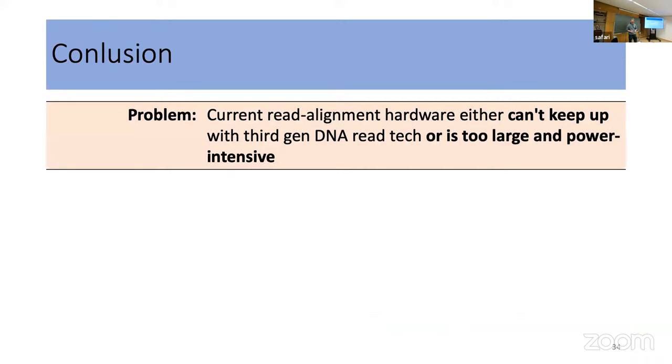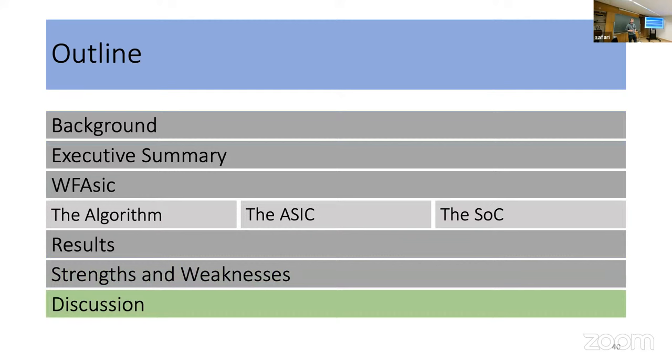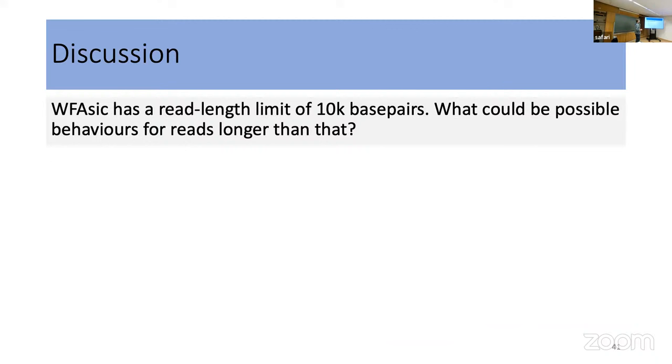Okay, then. I'll continue with the discussion. So I talked about the read length limit of 10,000 base pairs and how it simply does not handle these longer reads. I want to ask you if you have any idea how we could handle reads longer than that. How could we handle reads that are longer than these 10,000 base pairs?